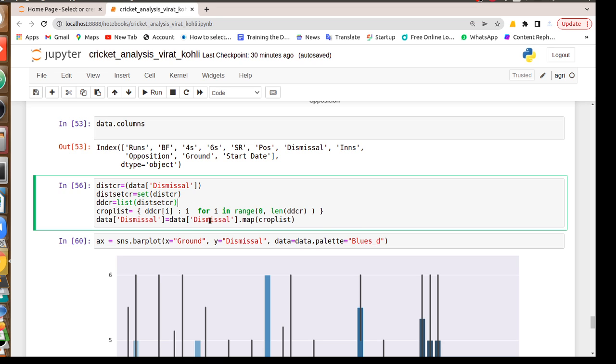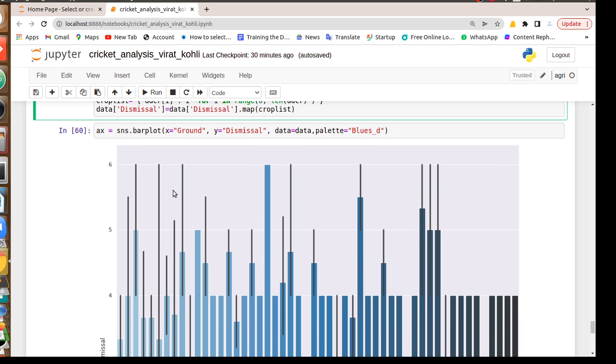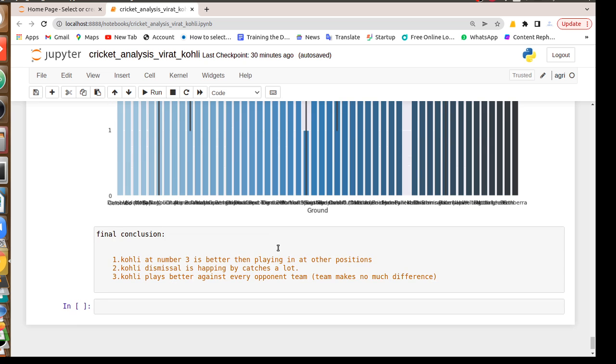What exactly are 1, 2, 3, 4, 5, 6? Which ground, how many catches? On some grounds he got 6, nothing but he may have got out caught. He gave catches there at max, and at minimum he may have got out by run out or bowled, like that. We'll see this clearly. I'll print that and show you the results.